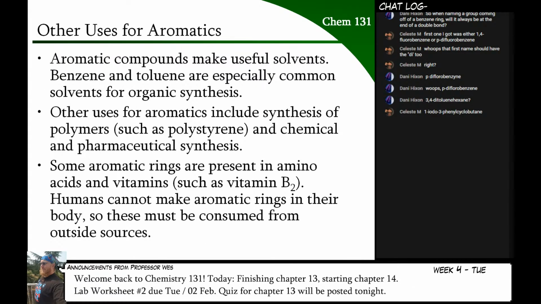Now, what else can we do with aromatic compounds? Aromatic compounds can't be made by your body. The human body does not have the correct enzymes to produce its own aromatic compounds, but sometimes they are useful in very specific vitamins. One specific such vitamin is vitamin B2. So anything that has a benzene ring in it that you need has to come from elsewhere. And so you need to consume vitamin B2 from various sources.